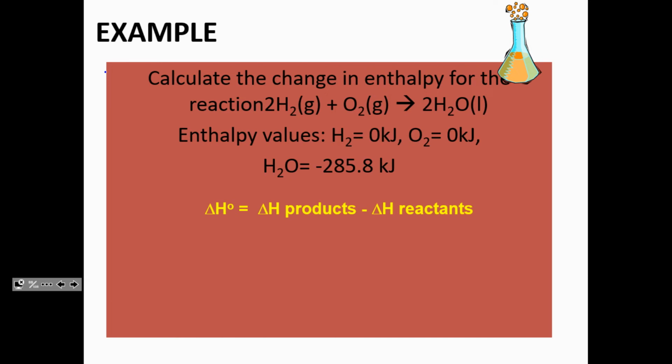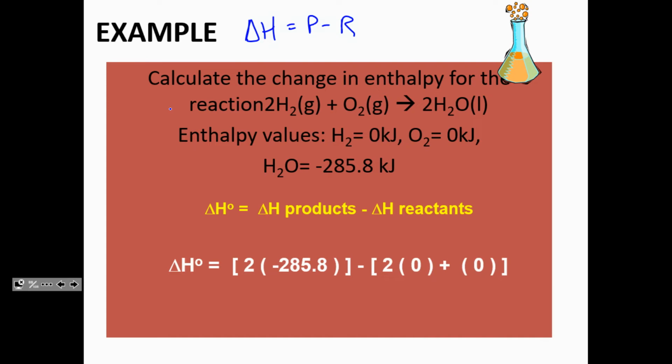So products minus reactants, when we are solving for delta H, P minus R, our products are here, 2 times H2O, and then we're going to subtract 2 times the hydrogen, and we have 1 oxygen, and both of those are 0. Final answer here, negative 571.6 kilojoules, and it should actually be per 1 mole, which is implied here. Now, if it was 2 moles for the reaction, we would double that.